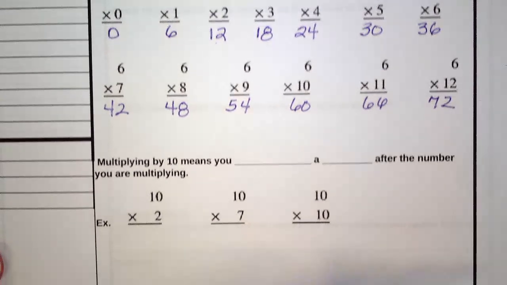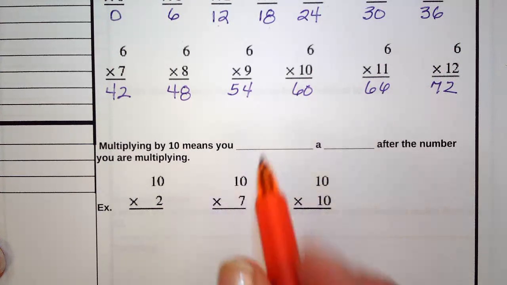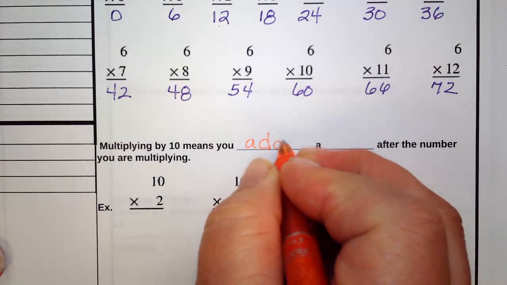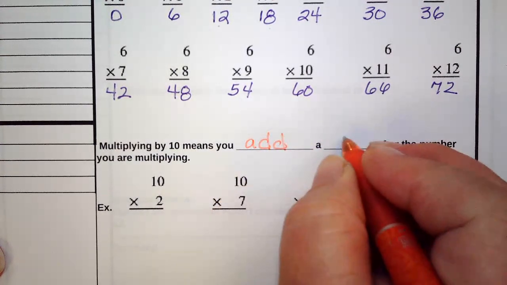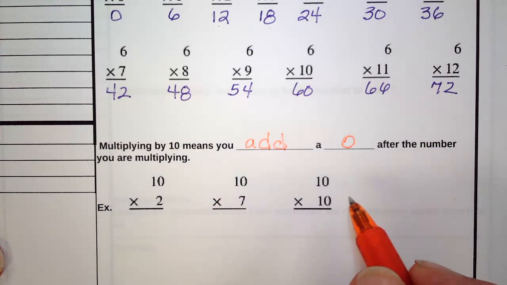Okay, so what does multiplying by 10 mean? Well, when I was learning to multiply, I thought this was so neat. Because 10 times 1 is 10, and then it goes to 20, 30, 40, 50, etc. Multiplying by 10 means you add a 0 after the number you're multiplying.